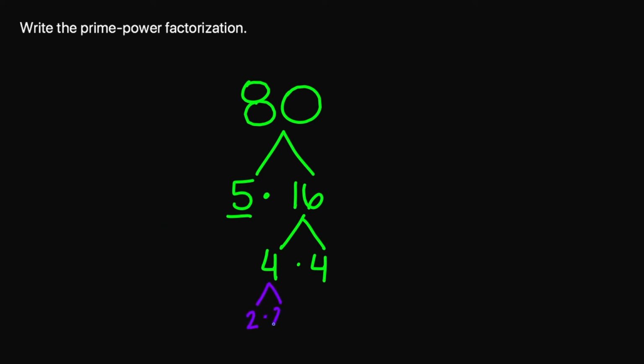Let's look at the number 80. I can factor my 80 into 5 times 16. My 5 cannot be factored anymore, but I can factor my 16 into 4 times 4. And I can further factor my 4s into 2 times 2, and then this other 4 into 2 times 2. Okay, so I have 4 2's. So that's going to be 2 to the 4th power times your 5, which is here.